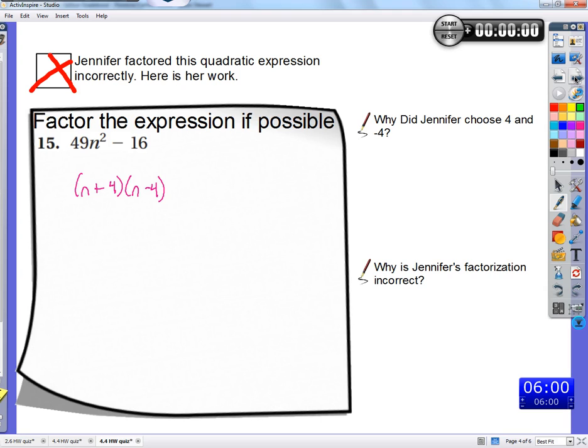So by my count, there's maybe a couple reasons why. Anybody give us one? 4 times negative 4 is negative 16. That is something we want to have happen, because 4 times negative 4 is negative 16. Something we definitely want.